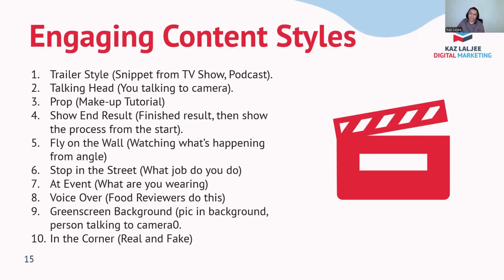Number five, the fly on the wall. So watching what's happening from an angle. I've seen these look set up, but sometimes they'll have a camera in the corner over there, and they'll be in a restaurant having an argument with the waiter, or they'll be having some sort of discussion, or they'll be doing something. So you're like a fly on the wall, watching the angle. You're not getting loads of different camera angles. You're just almost like you're sneaking a look.